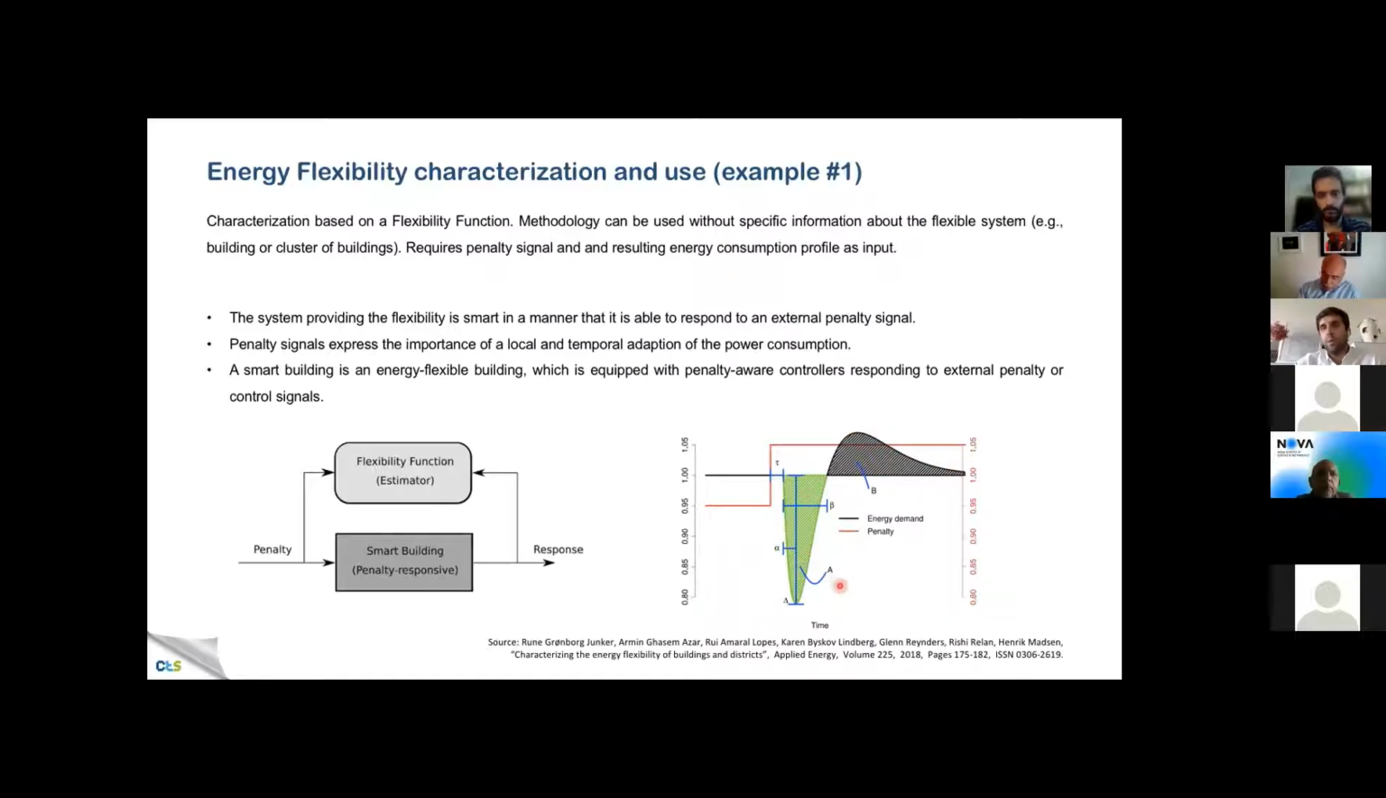We have several characteristics to describe this flexibility function, like this area A, which is the amount of energy we can reduce, or the amount of energy that we observe as a rebound effect, denoted here as letter B. So this is an example. This methodology uses the available data, namely the response in energy consumption of the building and the penalty imposed that led to this response of the building.